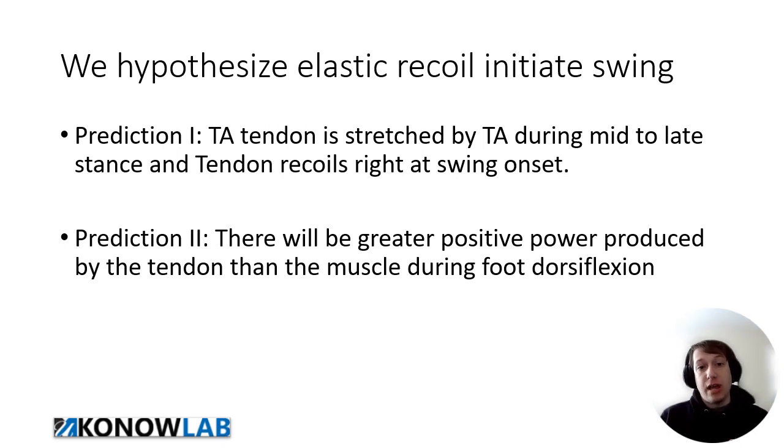We hypothesize that elastic recoil initiates swing. We make two predictions. The first prediction is during mid to late stance, you're going to see the muscle stretch the tendon, yet at swing onset, so when the toe leaves the ground, the muscle is going to turn off and the tendon is going to recoil. Our second prediction is that you're going to find greater positive power in the tendon versus the muscle. In other words, the tendon is what's going to be driving dorsiflexion of the foot.